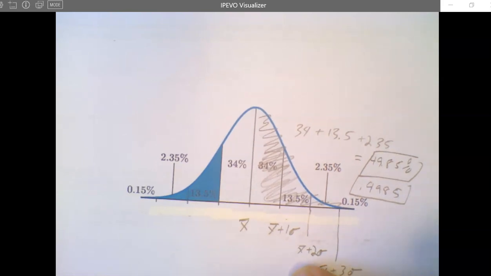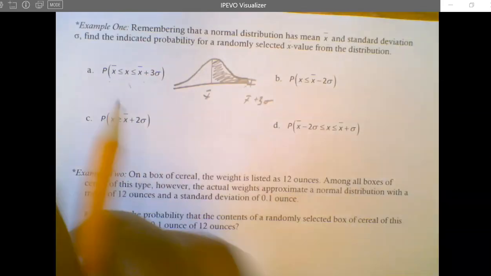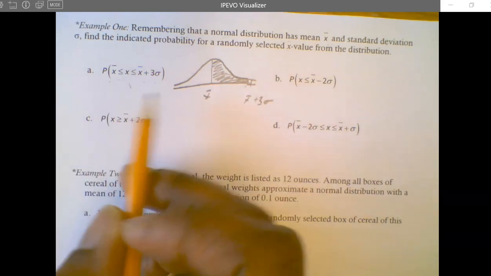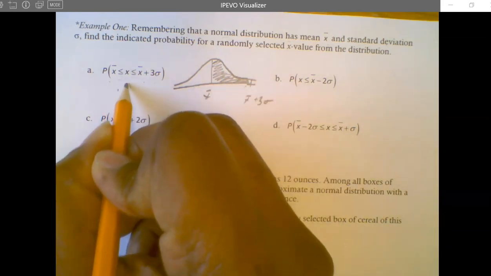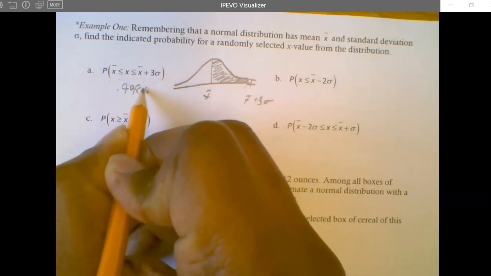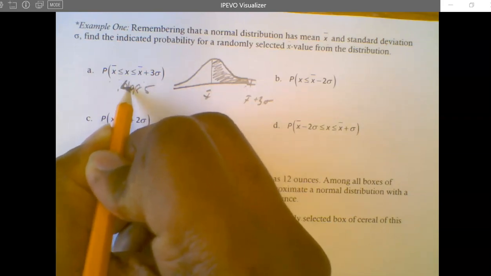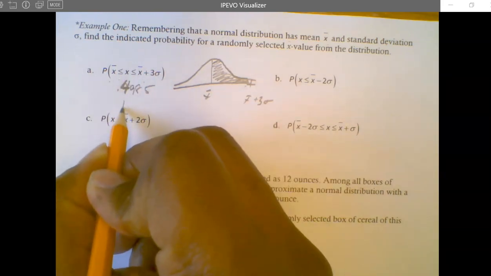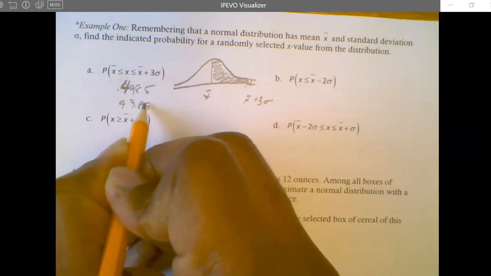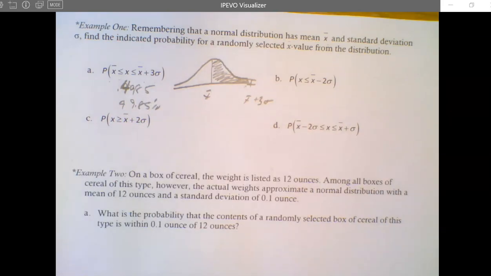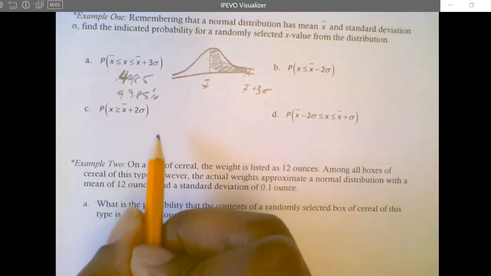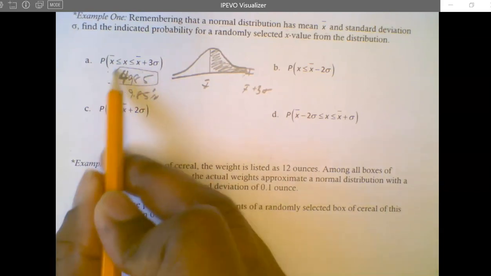So the first question asks, what's the probability of choosing data between there? And that is 0.4985. Or if you said 49.85%, no one would be upset about that. Go to the next one.